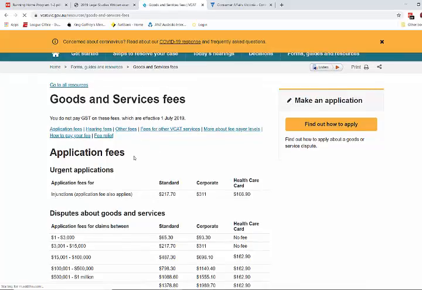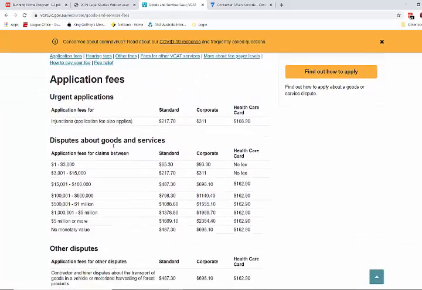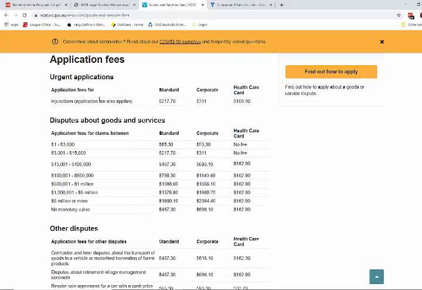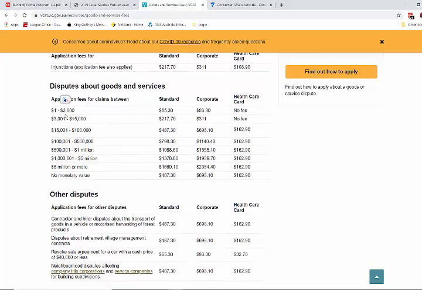And this will give me a whole list of the goods and services fees at VCAT. And we're just going to look straight away at, we're not going to need an urgent injunction. So disputes about goods and services, ours is between $1 and $3,000. So assuming that as a student, Zena has a healthcare card, this is actually going to be a free service for her. So it's really important that you note that. Basically, for any matter up to $15,000, if you have a healthcare card, it's free.